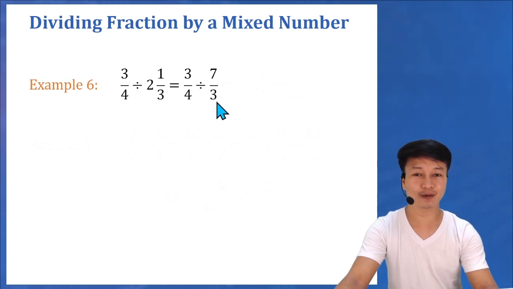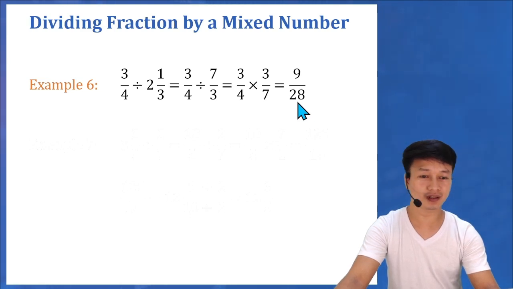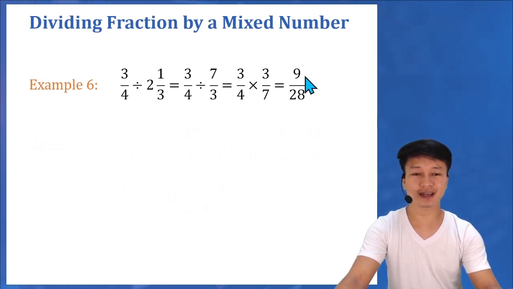And at that time, we can now multiply them after taking the reciprocal of the second fraction. So that is 3/4 times the reciprocal of 7 over 3, which is 3 over 7. And taking the product, we have 3 times 3 is 9 over 4 times 7 is 28. So the answer is 9 over 28. Is there any common factor between 9 and 28? I think none. So that is the final answer, 9 over 28.